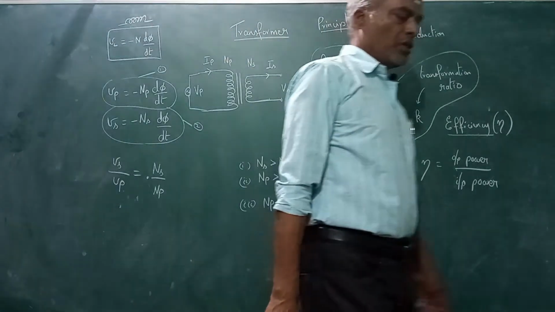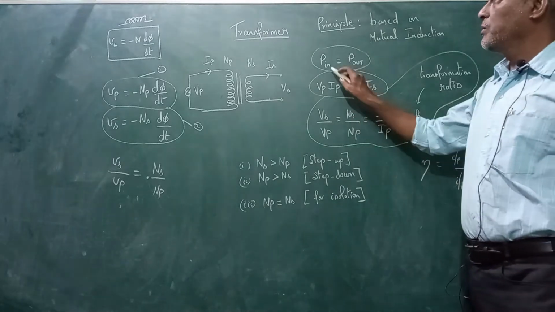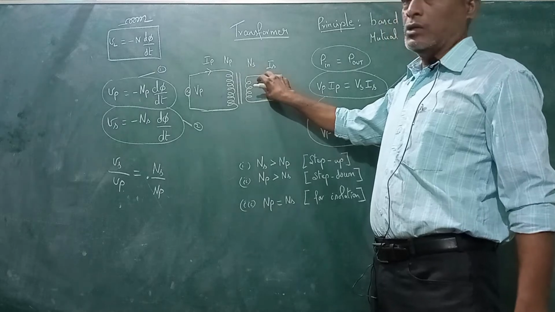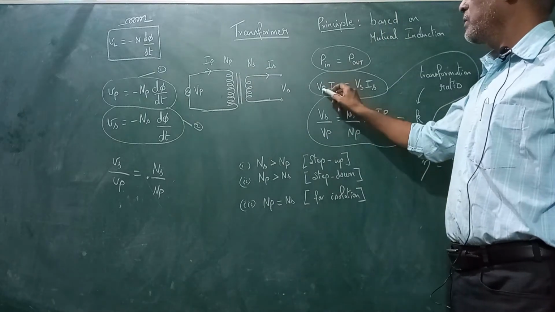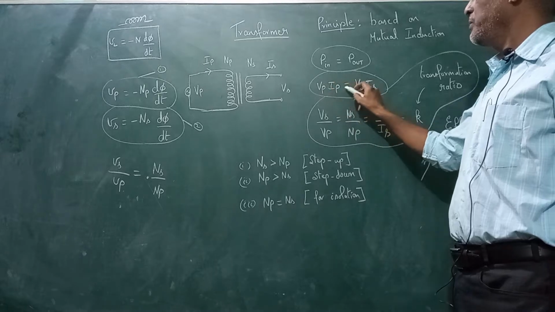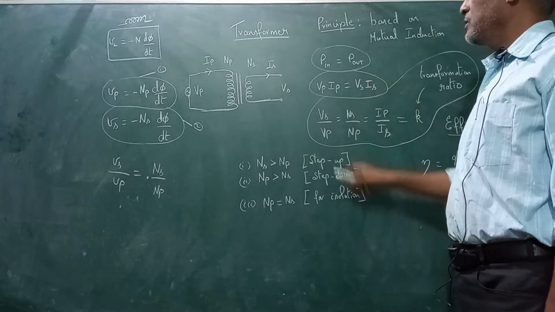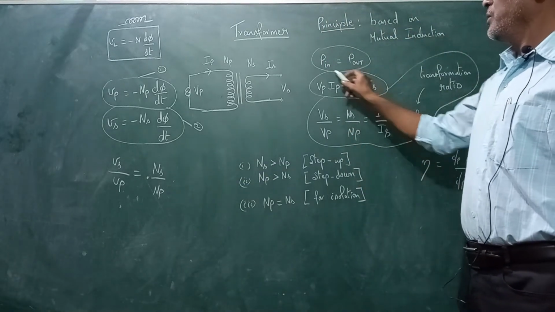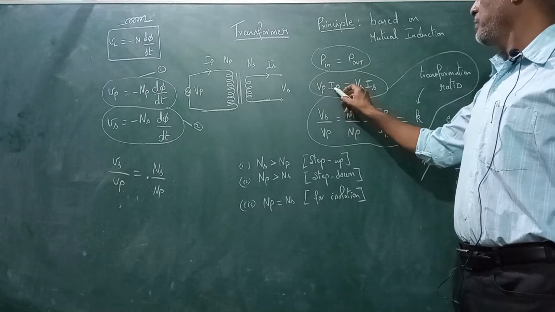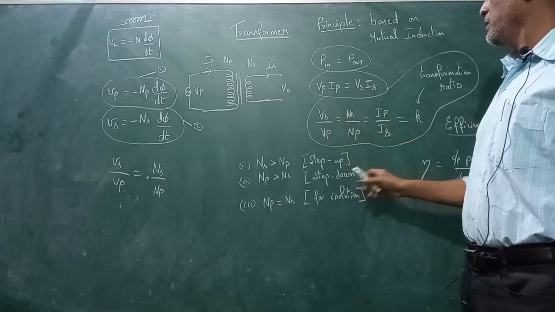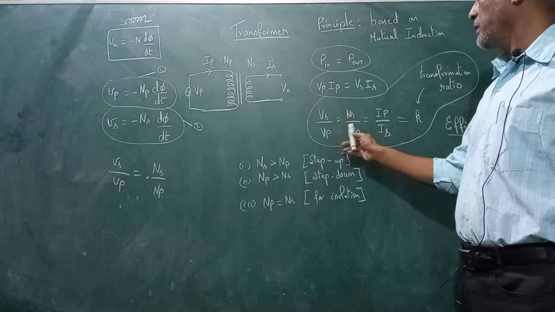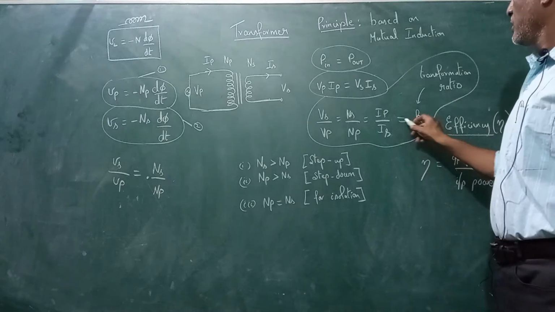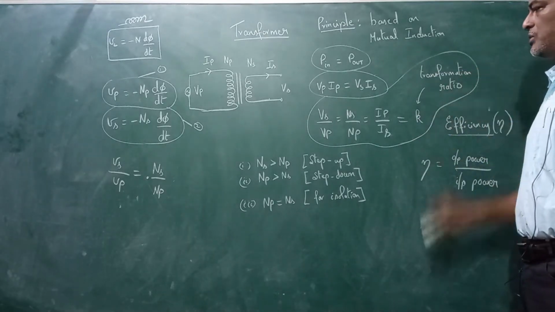Generally in a transformer, input power is equal to output power. Input power means the primary side, output power is the load side. Power is V into I, so Vp into Ip is equal to Vs into Is. So from this relation we have Vs by Vp is equal to Ns by Np. From this equation, Ip by Is is equal to Vs by Vp. That means, if you cross multiply, Vs into Is is equal to Vp into Ip. This ratio is equal to K. This K is called the transformation ratio.